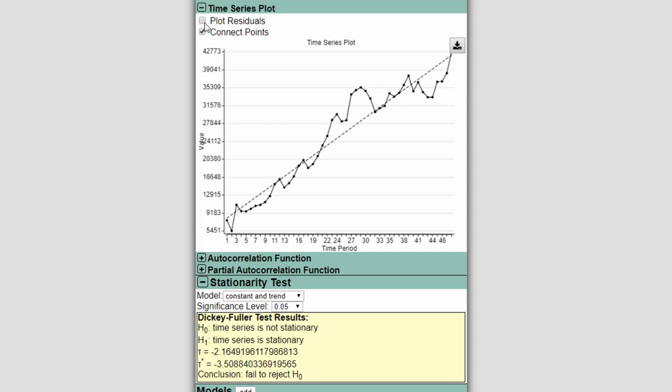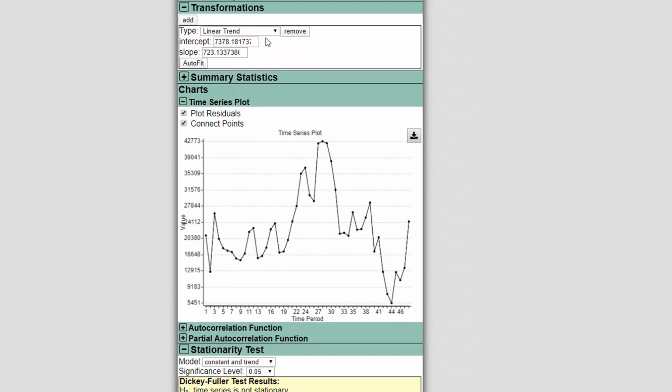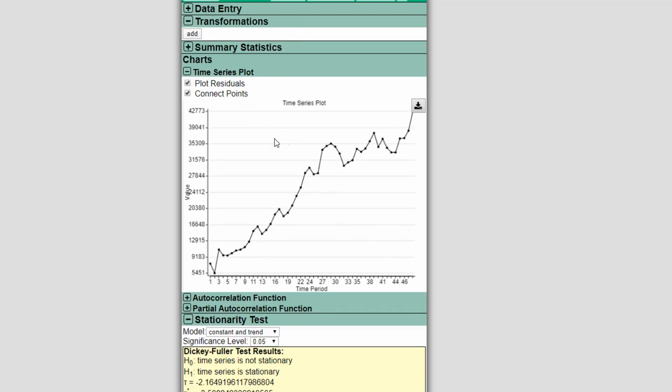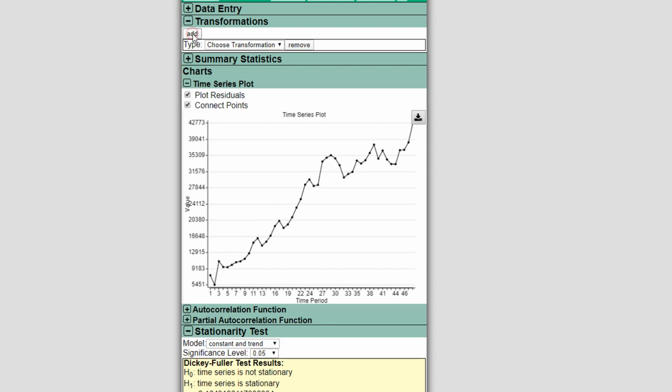There's another thing: you can stack on transformations if you want to. I'm going to keep my residuals shown and add another transformation. Let's remove the transformation that I did, going back to my original data, and add a different transformation, and this one is the difference. My residuals are going to be the difference between each point and the next point, and we can see whether the differences are stationary.